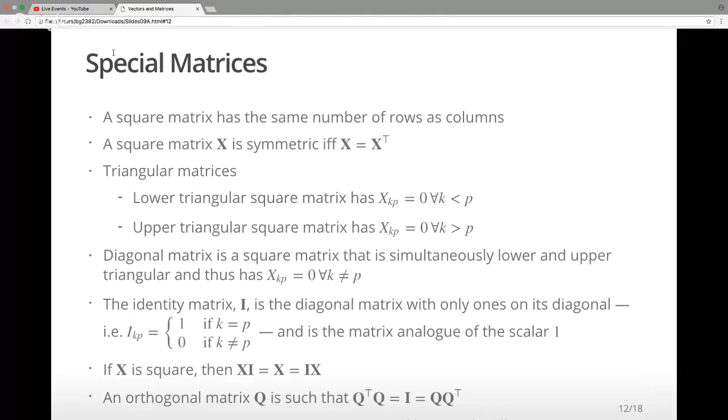Another type of special matrix is known as the orthogonal matrix. An orthogonal matrix Q is one such that Q transpose times Q is equal to the identity matrix. It can also be shown that Q times Q transpose is equal to the identity matrix. But in general, matrix transpose times matrix is not equal to matrix times matrix transpose. That is a special property of orthogonal matrices. And moreover, for orthogonal matrices, the product of it and its own transpose is an identity matrix.